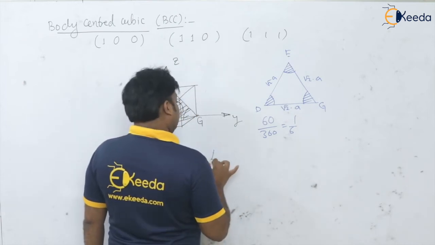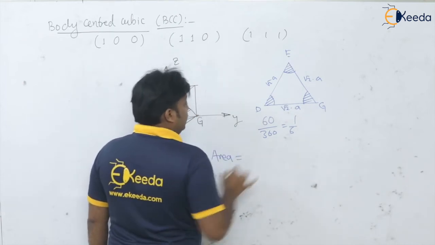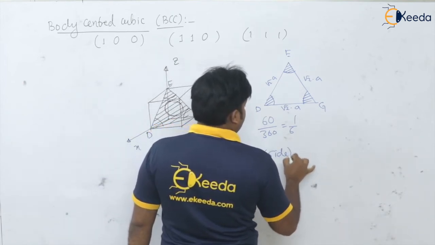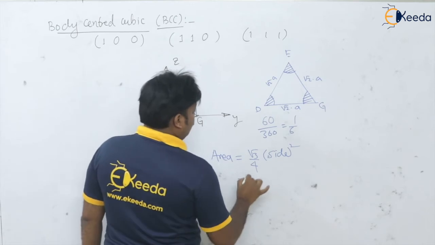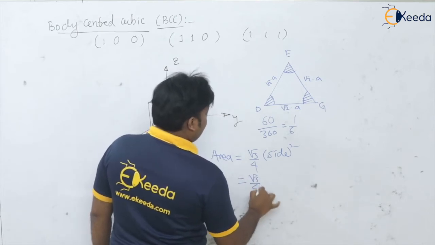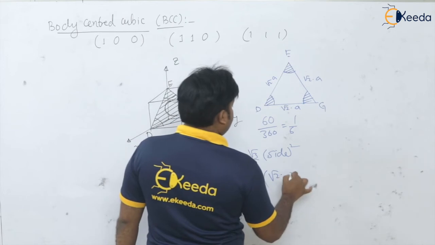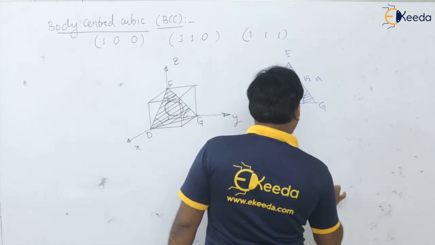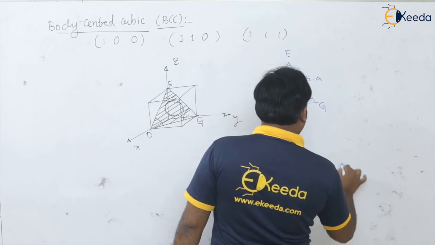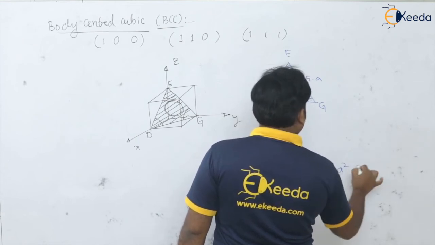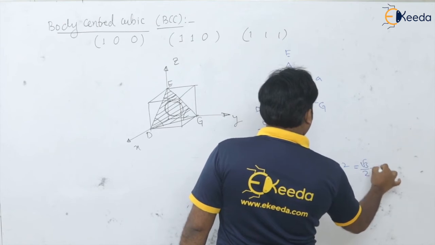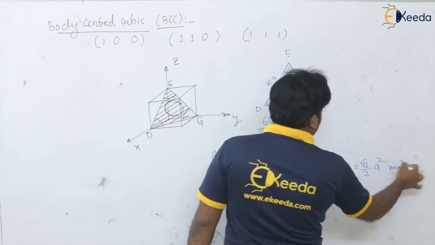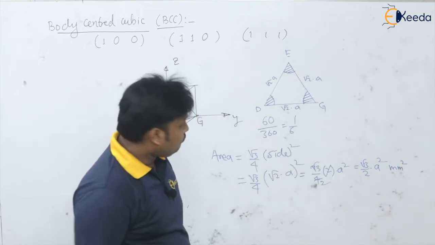And what is the area? Area will be root 3 by 4 into the side of this equilateral triangle squared. That is root 3 by 4 into, what is the side? Root 2 times a, whole square. So what is this? Root 3 by 4 into 2 a square. That is, it will be root 3 upon 2 times a square. This is the area in millimeter square, because a is in millimeter.